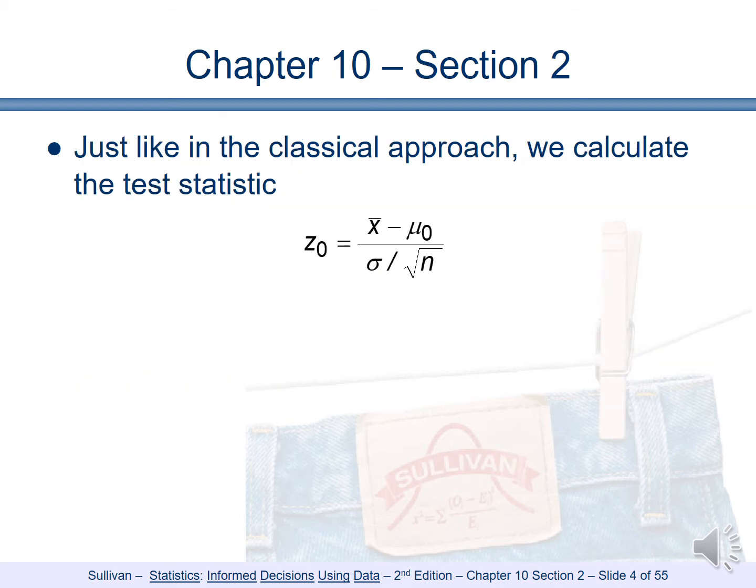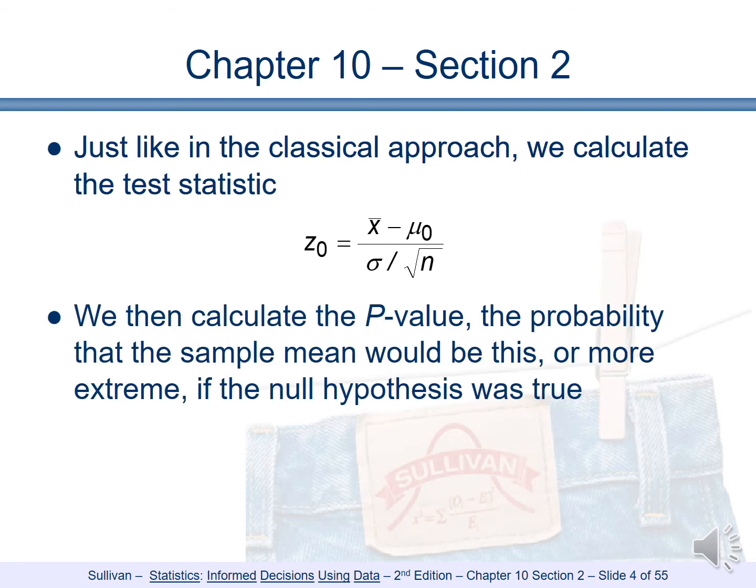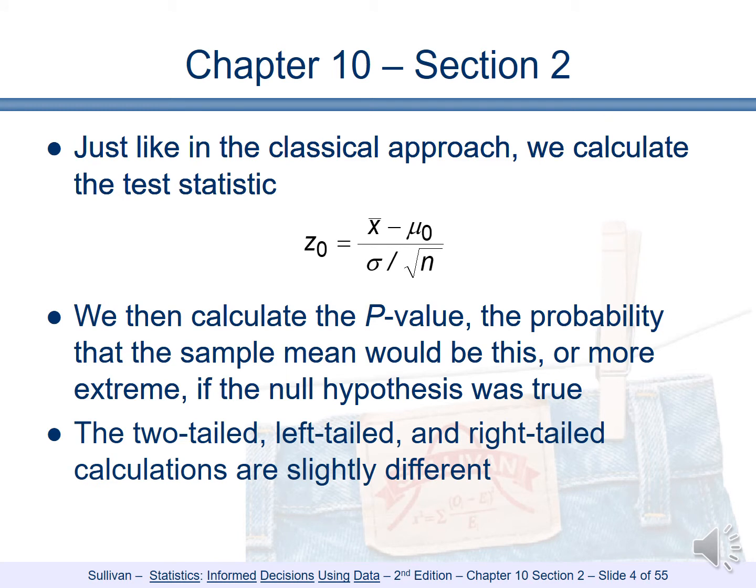population mean. Just like the classical approach, we calculate the test statistic z sub 0, which again is x bar minus mu over sigma over the square root of n. Formula did not change. We then calculate the p-value, or the probability the sample mean would be this, or more extreme, if the null hypothesis was true. Then the two-tailed, left-tailed, and right-tailed test calculations are slightly different. Don't worry, I'll teach you that. That's not hard to figure out.